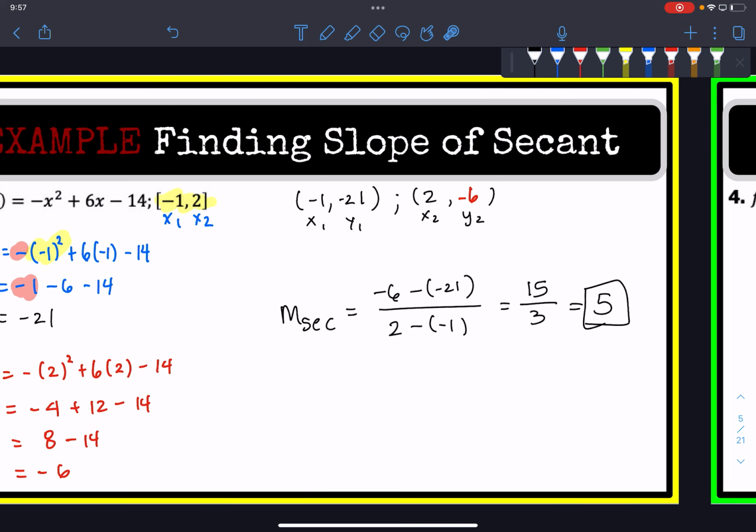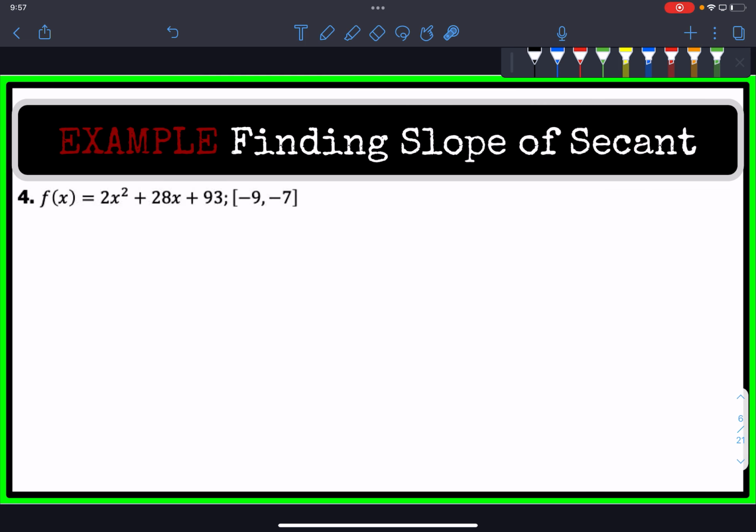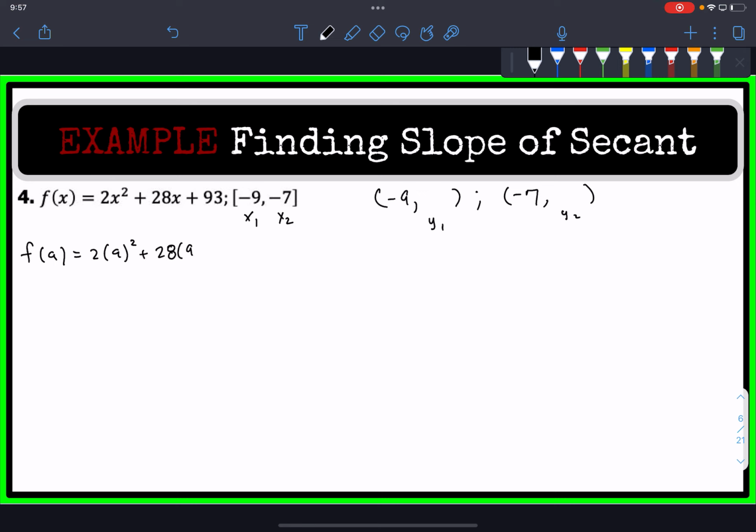Let's look at a different example. Here in example number 4, again, these are my x values. So at -9, we're interested in figuring out the y value. And for -7, we need to also figure out that y2 value. So that requires us again to simply evaluate our function at those respective values. -9.